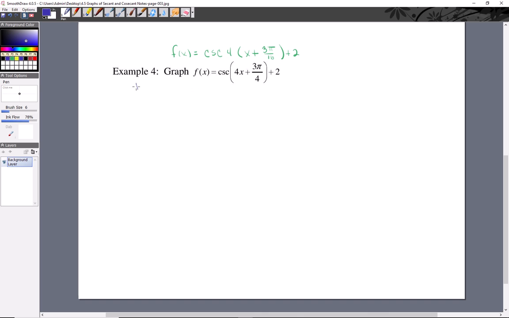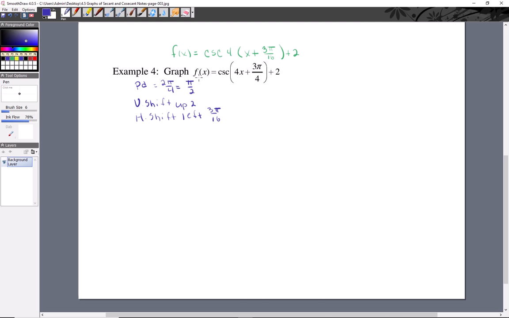So we'll just write out the period. The period is going to be, a is 4, right? So that'll be 2 pi over 4, which is pi over 2. So that'll be the period for us. It looks like we are going to have a vertical shift, and that'll be up 2. And it looks like we have a horizontal shift, and that'll be left 3 pi over 16.